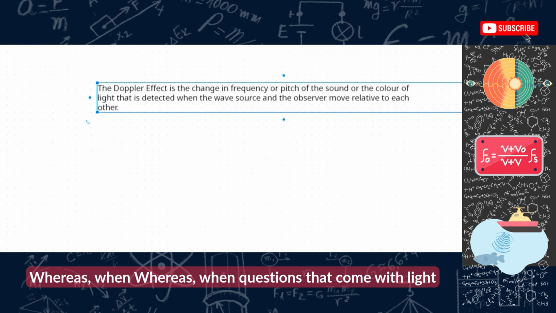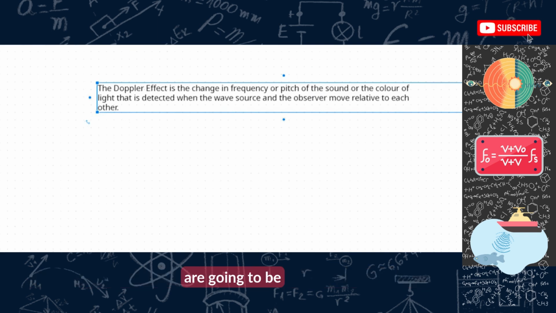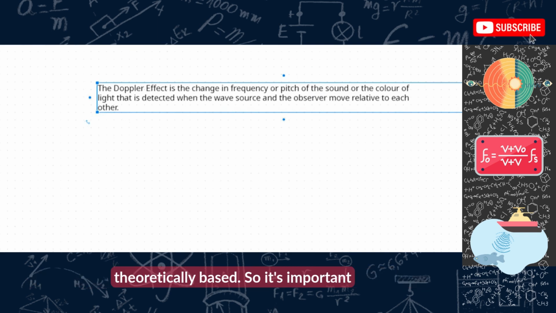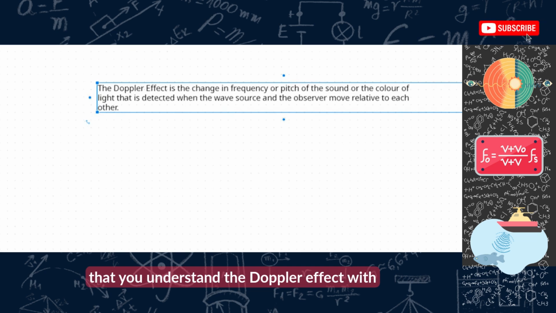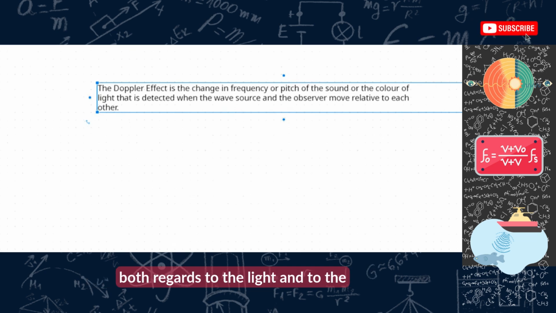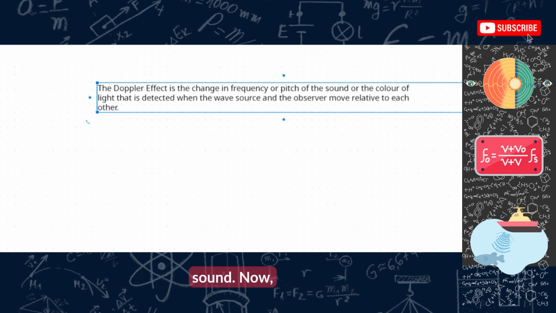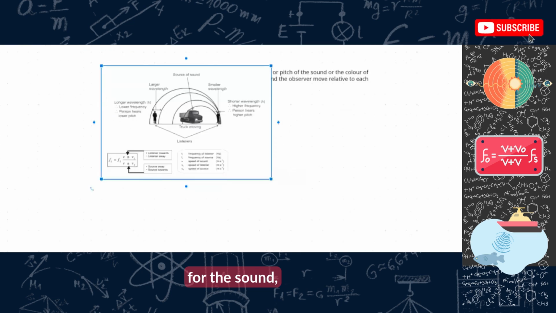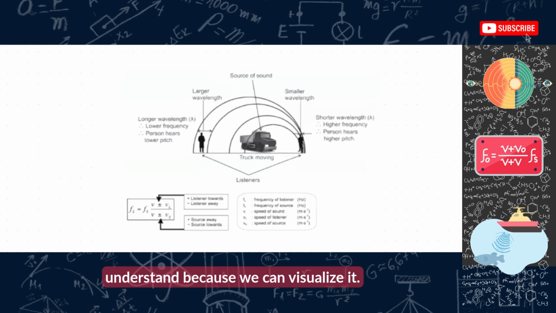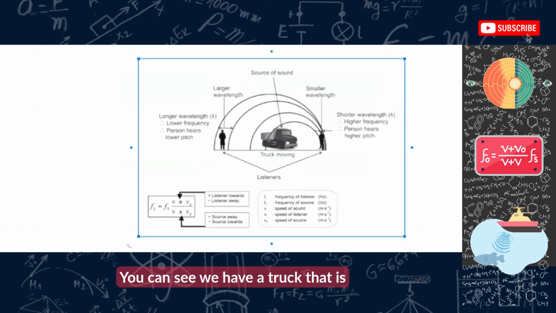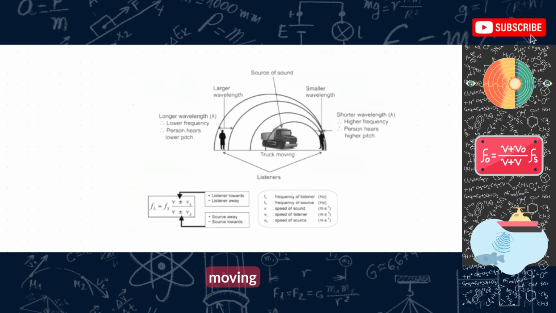Whereas the questions that come with light are going to be theoretically based. So it's important that you understand the Doppler effect with regards to both light and sound. Now, for sound, it is a little bit better to understand because we can visualize it. You can see we have a truck that is moving, and the truck is a source of the sound.